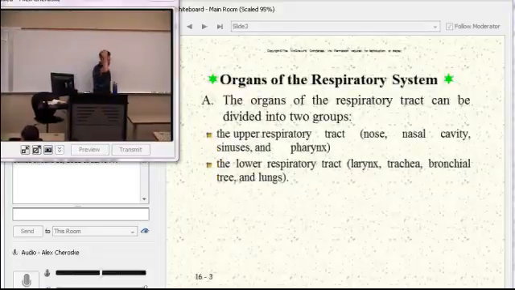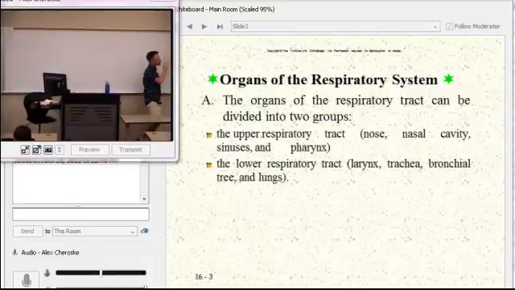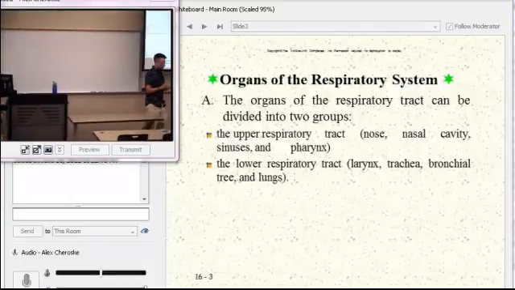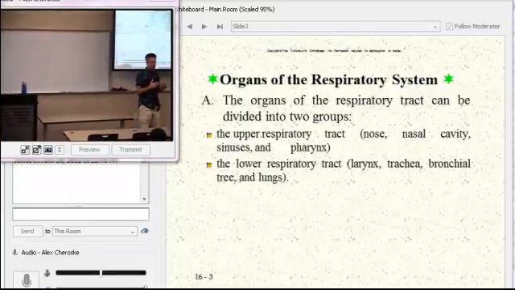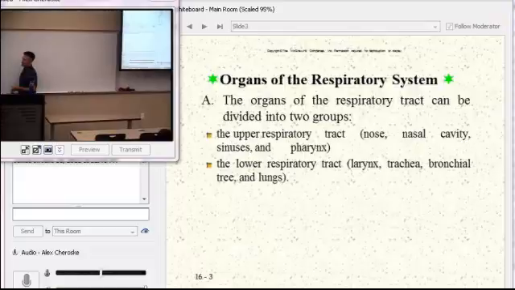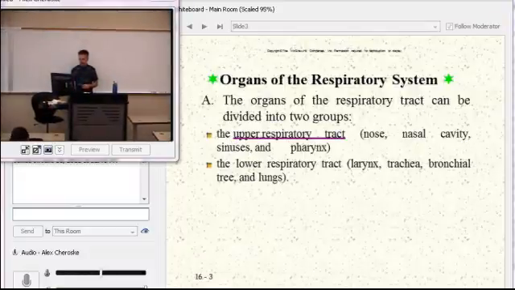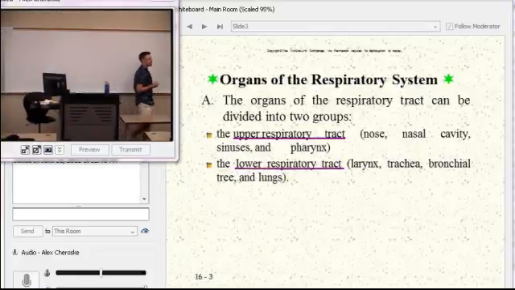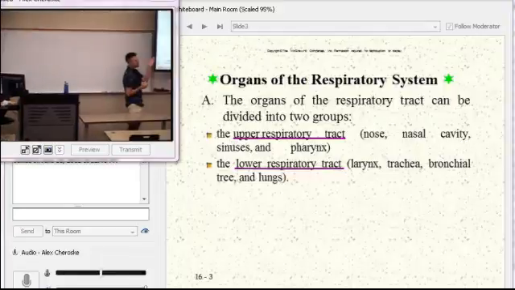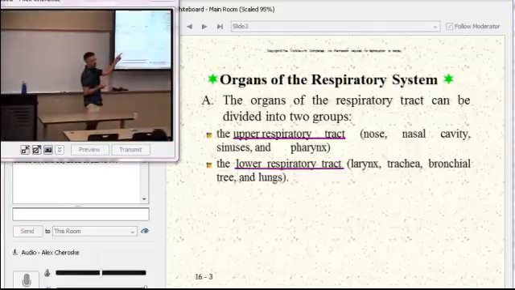Okay, so before we do that though, because those are the functions, we're going to look a little bit at the structure, at the anatomy of the system. We said that this should be pretty straightforward. Okay? So, for the anatomy of the respiratory system, we're going to have an upper respiratory tract and a lower respiratory tract. And sometimes you hear that phrase, like when you go to the doctor and they say you have an upper respiratory tract infection or a lower respiratory tract infection.